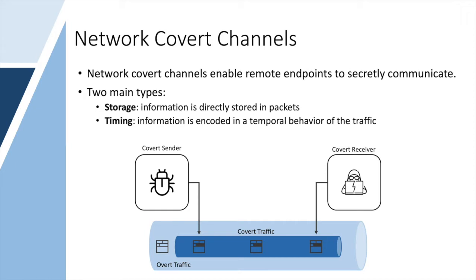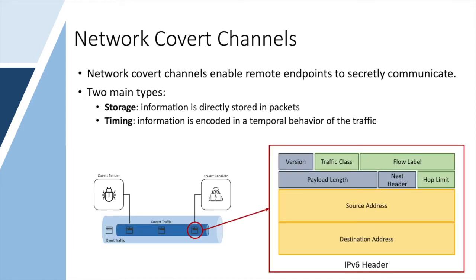This work is focused on the usage of storage network covert channels targeting the IPv6 header. In particular, we exploit three different fields of the header: flow label, traffic class, and hop limit. So a covert sender is able to modify one of these three fields in order to contain some secret information, and the covert receiver is able to retrieve this information and collect the secret.